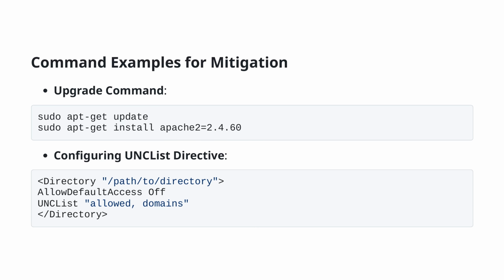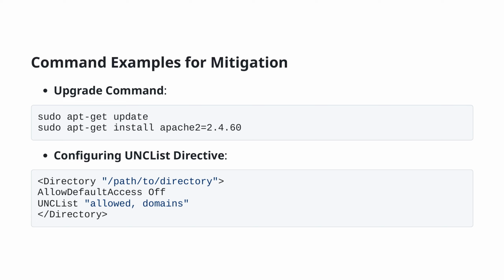On this slide, we will cover practical command examples to mitigate the SSRF vulnerability we discussed previously. First, to upgrade your Apache HTTP server to version 2.4.60, you would use these commands: sudo apt-get update, sudo apt-get install apache 2.4.60. These commands update your package list and then install the specified version of Apache.